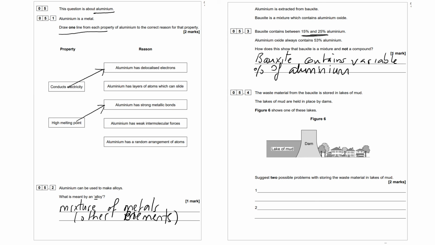5.4, the waste material is stored in lakes of mud. The lakes of mud are held in place by dams. Figure 6 shows one of these lakes. So give two possible problems with storing the waste material in a lake. Now remember, in the bold it asks for two different reasons, one mark for each reason. Here you can have a number of reasons. So you could just say the dam can burst. It could leak toxic substances.